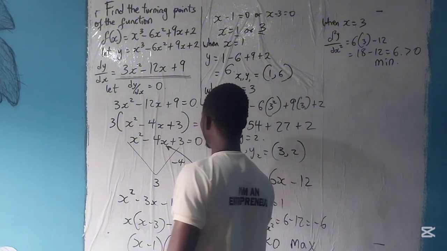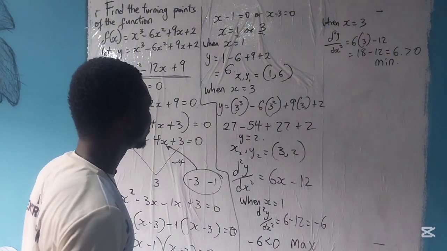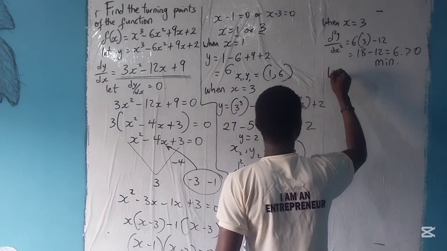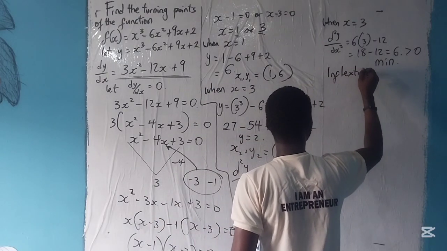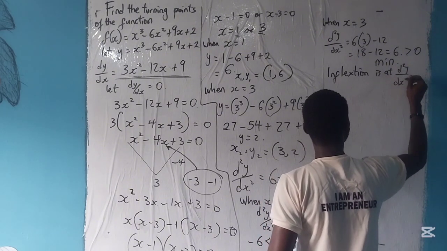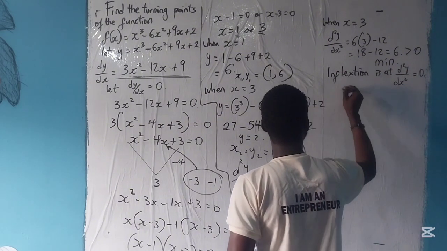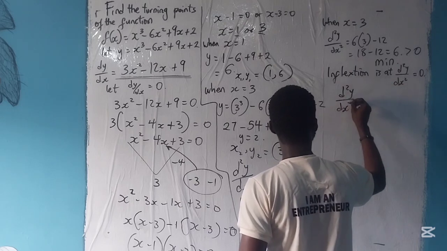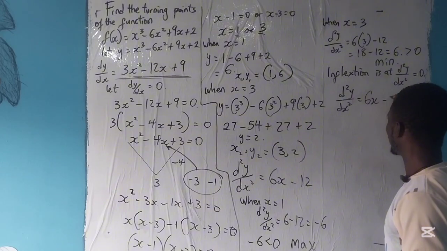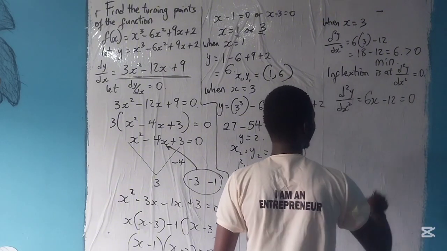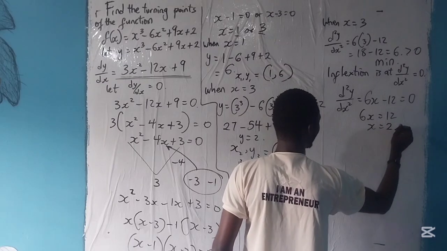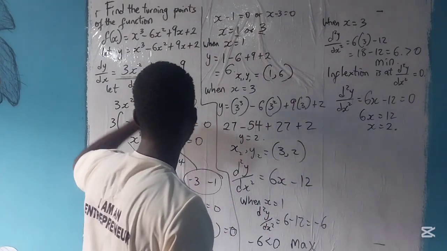We've gotten the maximum and the minimum. But before I continue, let me also get the point of inflection. For the point of inflection, after that I will conclude. The point of inflection is at second derivative equals to 0. So if d square y over dx square is equal to 0, the second derivative is 6x minus 12. If it is equal to 0, that means 6x equals 12, right? That means x equals 2.